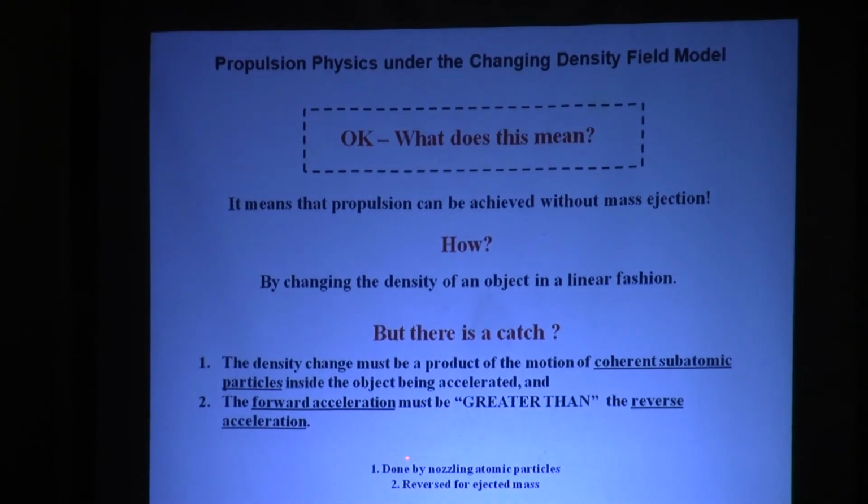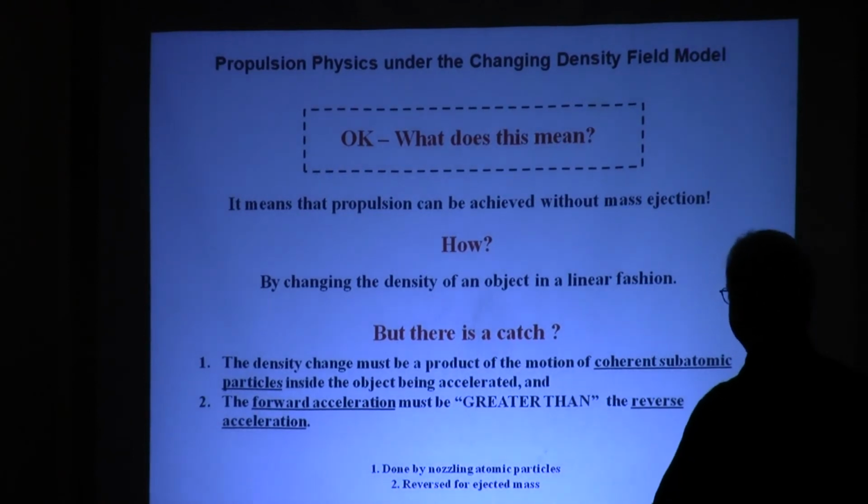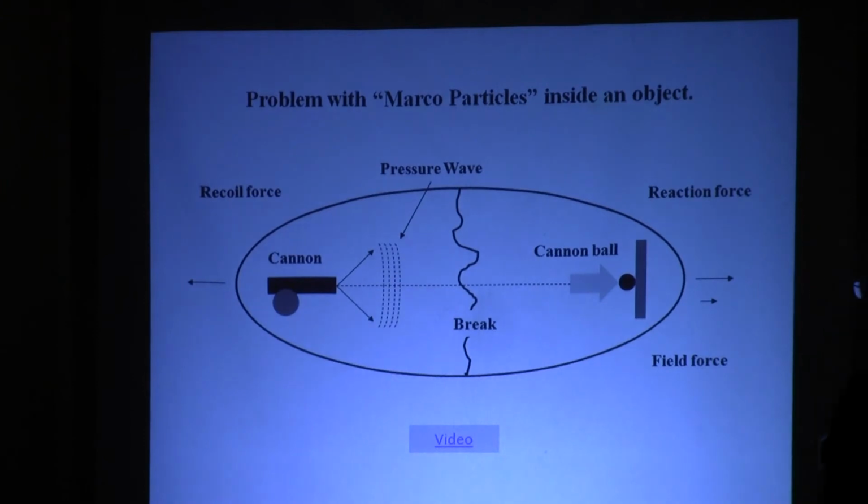I wanted to point out that this first part in a rocket is done by nozzling of the atomic particles in the nozzle, and the reverse of this is actually true in the rocket equation, because you want the reverse acceleration to be greater than the forward acceleration, because you're expelling the mass out. Why do you want to use small particulates in a system rather than a macro system?